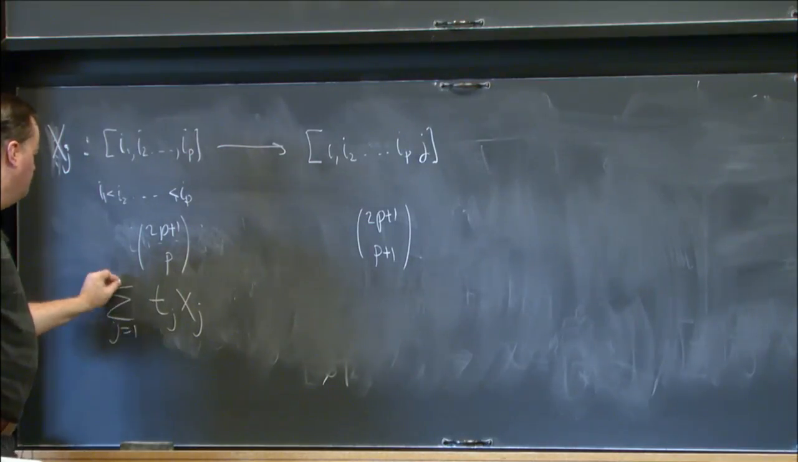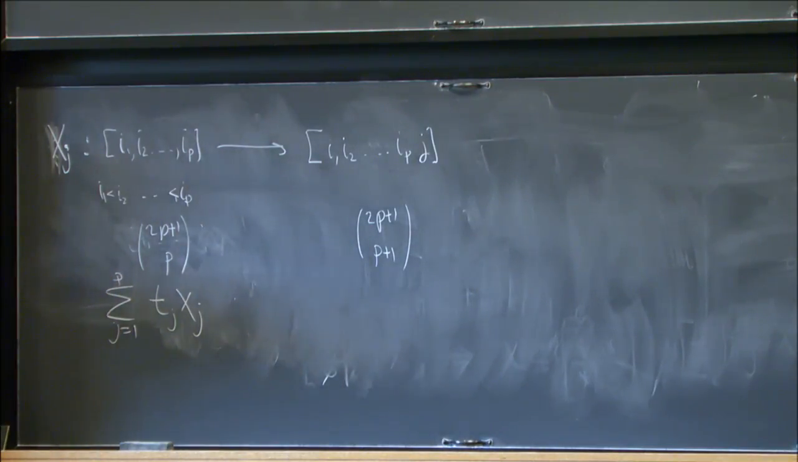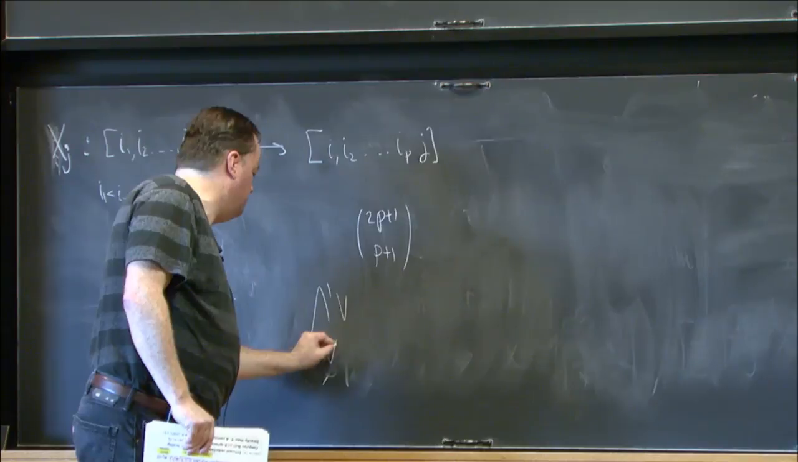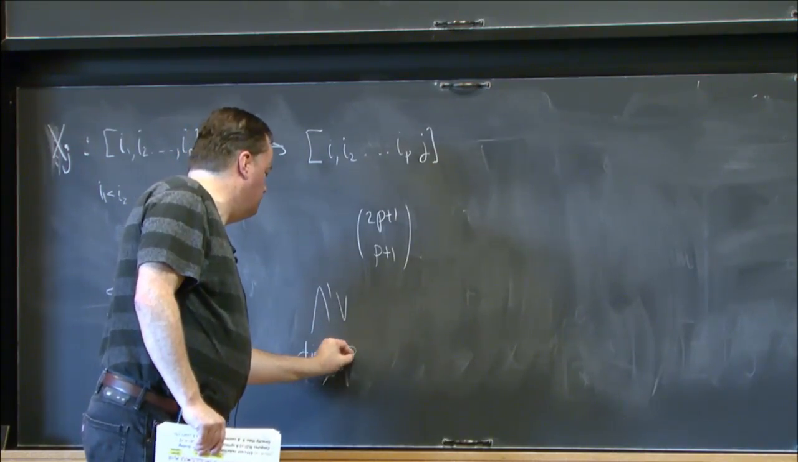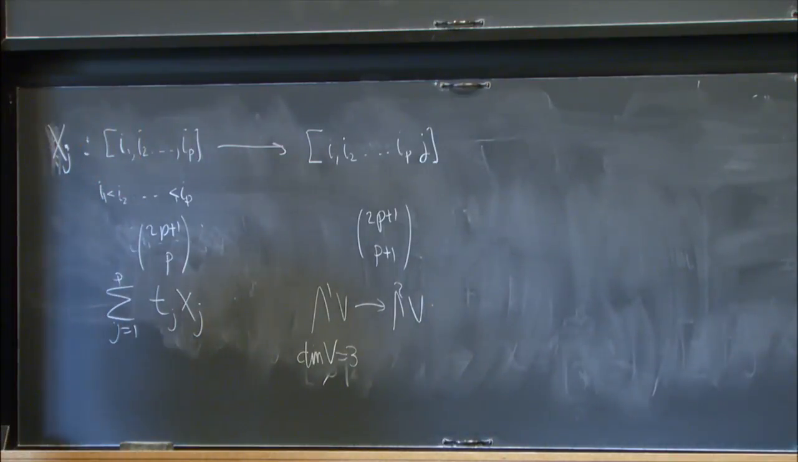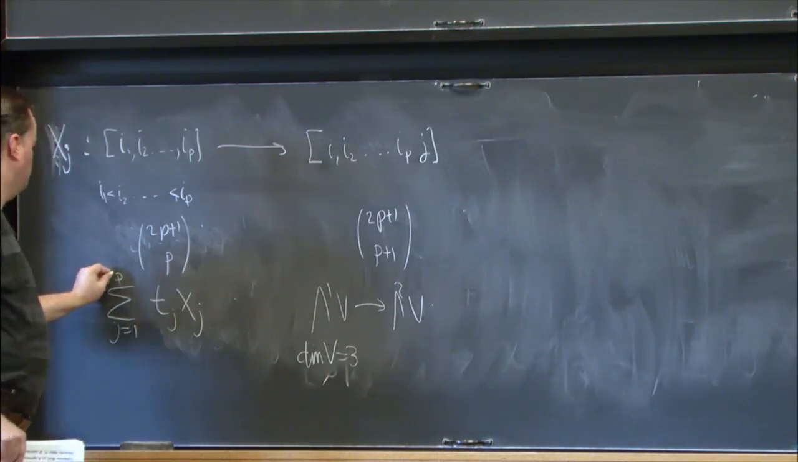With 2p plus 1 variables now. If you do the simplest example, where you take wedge 1 V, where the dimension of V is equal to 3, to wedge 2 V. Sorry, it's 2p plus 1 variables now, the number of variables. Yeah, you're right. Thank you.